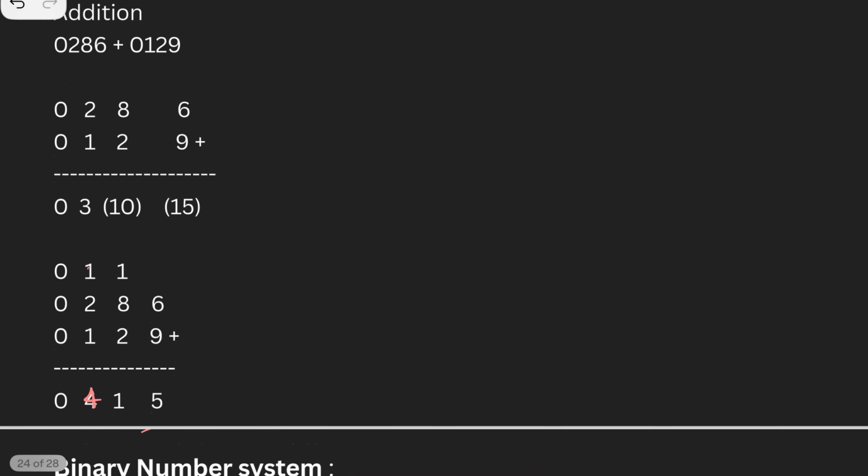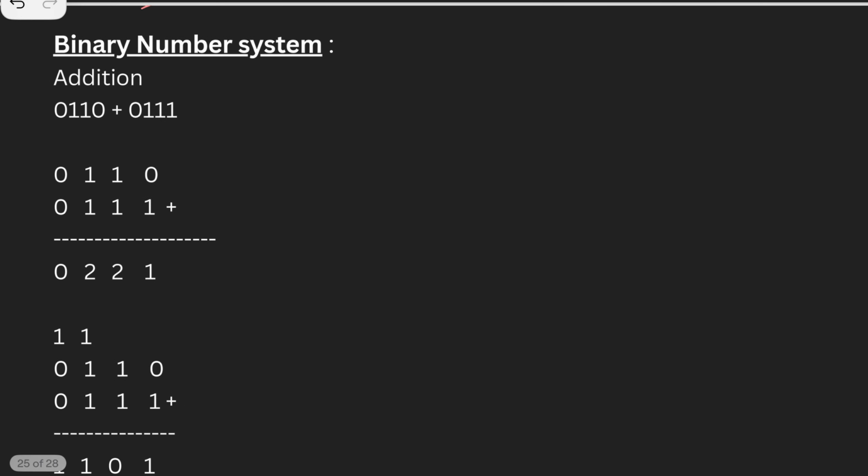In binary number system also we are going to do the exact same thing, just the base is going to change. For example, let's say I want to add 0110 plus 0111. So I'm just going to write it like this. We have here unit place, that is first place, then we have second place, then we have third place. Now if you add 0 and 1, you get 1, no problem. When you add 1 plus 1, you get 2.